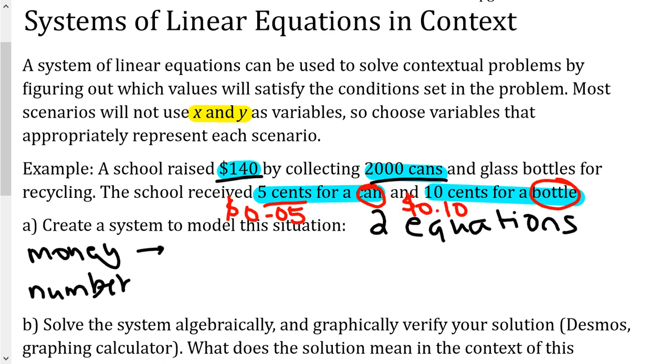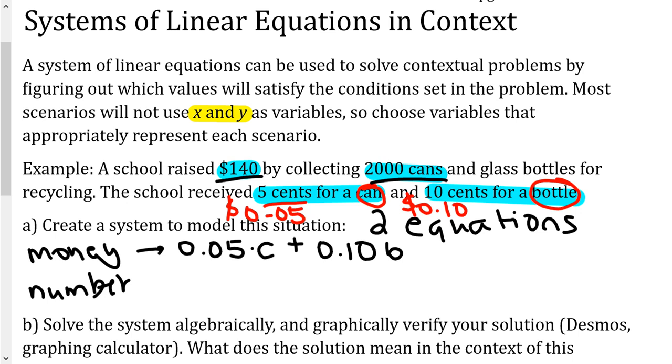$0.10. Now we can go as far as to say, right, the 5 cents times the number of cans we got. So the 0.05 times, let's call this one C, right? Because if I get 1 can, it's 5 cents, 2 cans, it's 10 cents, right? That's our rate of change for the cans. So 5 cents per can and 10 cents per bottle. Again, we want to make sure our units are all the same, so we're going to put this in terms of dollars, 0.10. Let's call this one B.